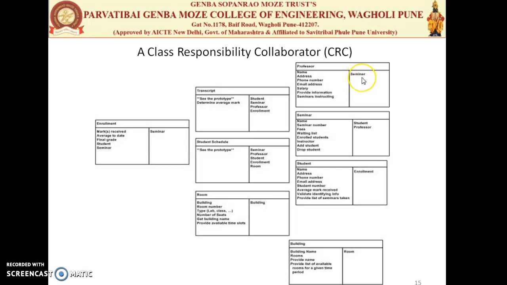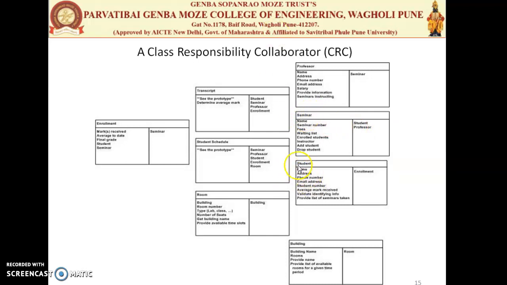Again the seminar will fetch the different information from the seminar class. So that is the name of the seminar, then seminar number, fees for that particular seminar, then enrollment of the students for that particular seminar, instruction for that particular seminar, then adding the students and dropping the students. Those who have not paid the fees, we can drop the students. Again this will have the collaborator class as a student and the professors. So professor can add the students, professor can drop the students. So this is the collaborator for class seminar, which is associated with the seminar class.